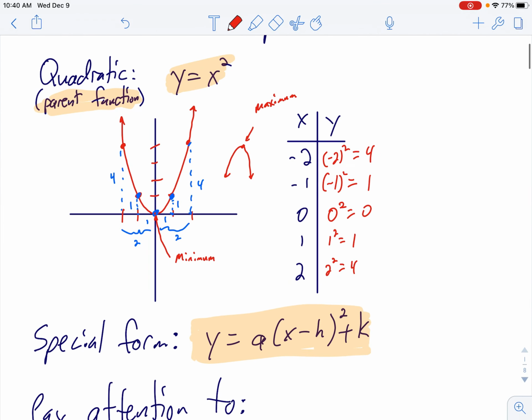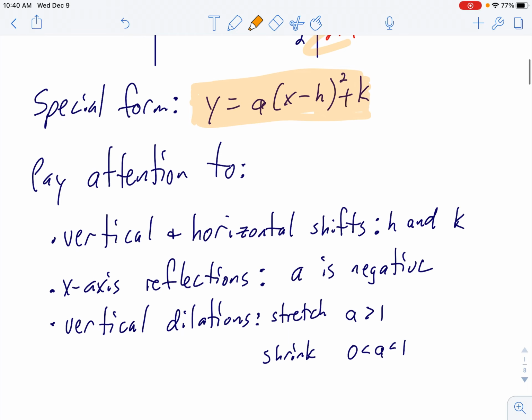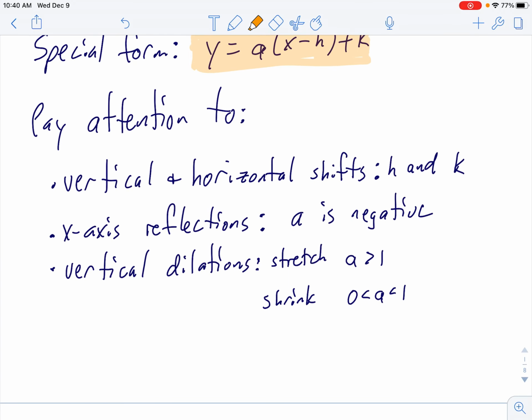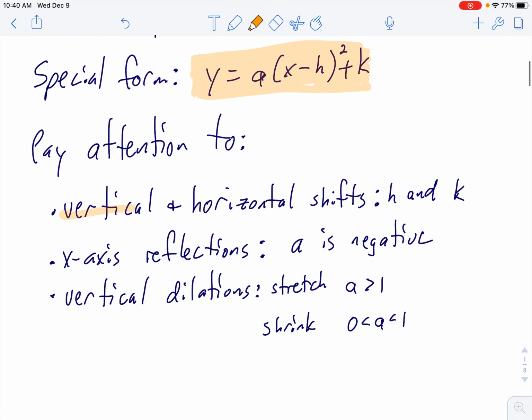So okay, the parent function, meaning that there's nothing added, subtracted, multiplied, or divided in, y equals x squared. The vertex is at the origin, it opens upward, which means there's a minimum, and you have these various points that you can plot. As we go into this assignment, we're going to be dealing with transformations. So you want to pay special attention to vertical and horizontal shifts: left, right, up, down. The left, right, up, down comes from these numbers, the h and the k.